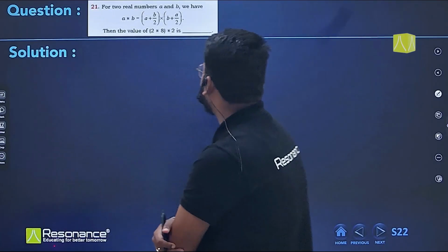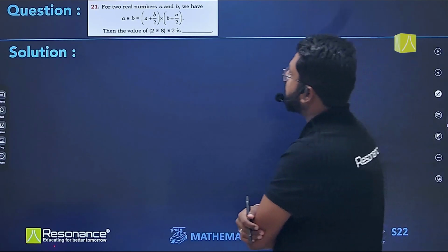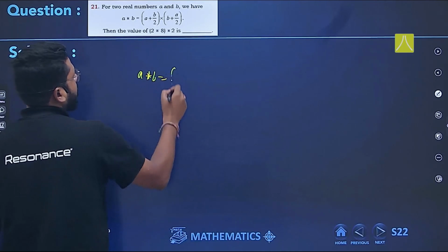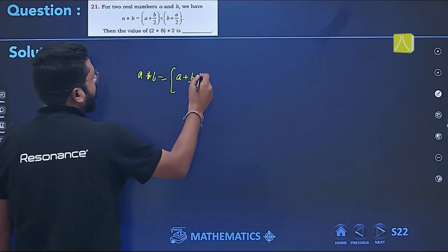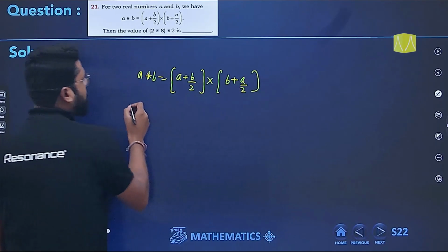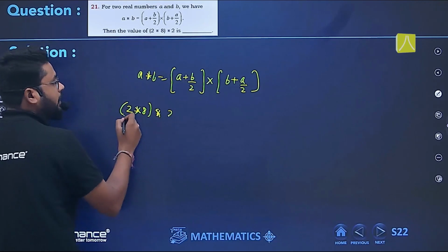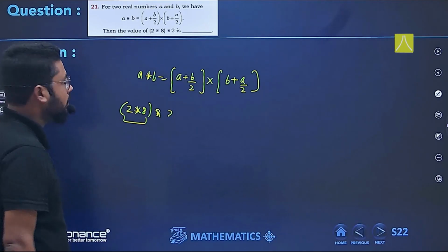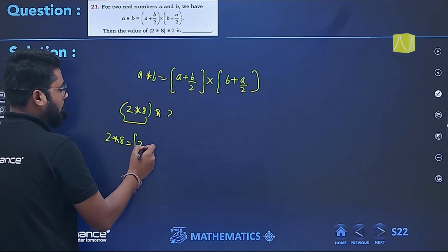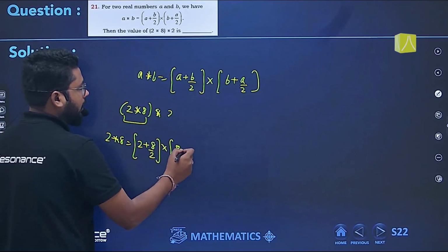Now the next question is, for two real numbers a and b, we have some operations here. If a star b is (a plus b by 2) into (b plus a by 2), we have to find the value of 2 star 8 star 2. First we'll find the value of 2 star 8 only. 2 star 8 will be 2 plus 8 by 2 into 8 plus 2 by 2.